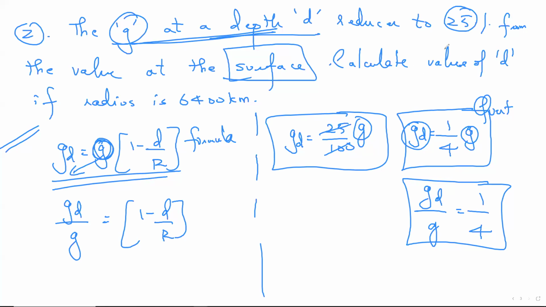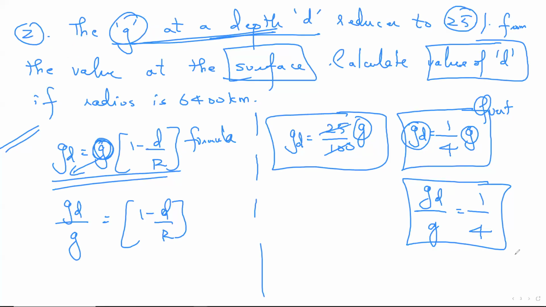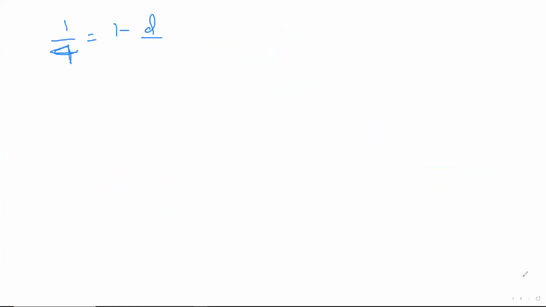First of all, I'm supposed to find the depth. Depth in the sense D I'm supposed to find. Left hand side right now I know the value, 1 by 4. How? According to the condition given to me. I write 1 by 4 as it is. 1 minus D by, instead of writing R, I can write it as 6,400 kilometers. Correct? 6,400 kilometers I write here. Now think what can be done.